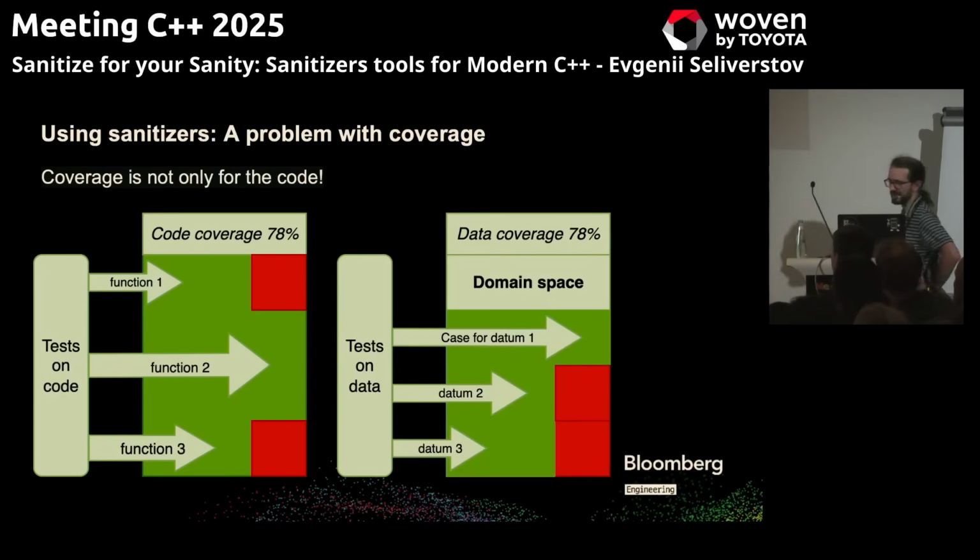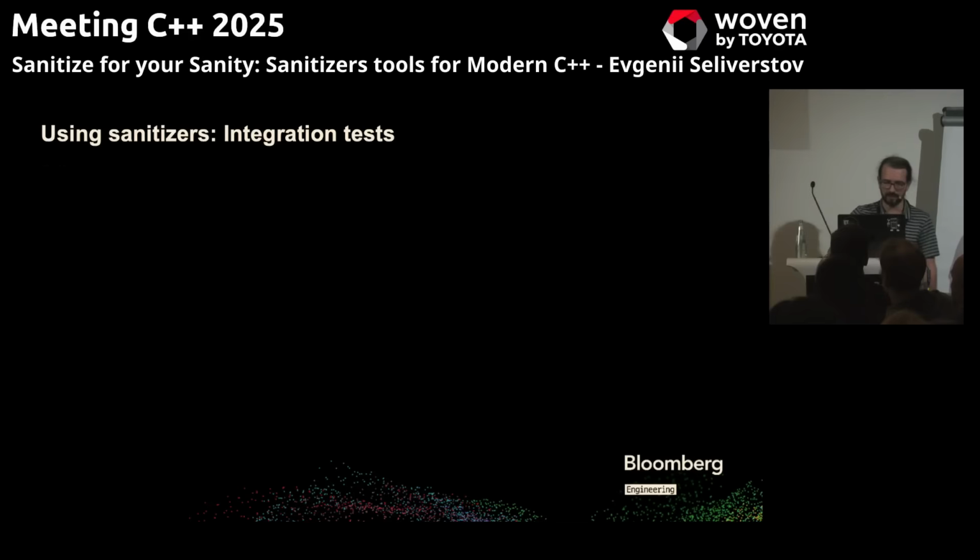But if you go and check the data coverage, we actually have a really, really big problem with two of these squares, because they could contain a really, really malicious input, and it won't be caught by your code, because the code coverage could be 100%. But if you don't catch this specific datum, you'll be out of luck.